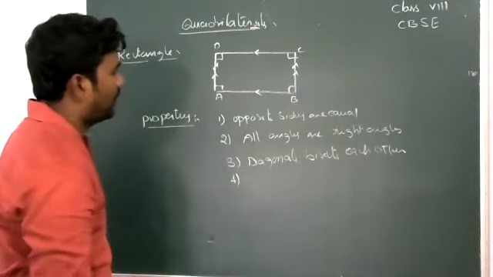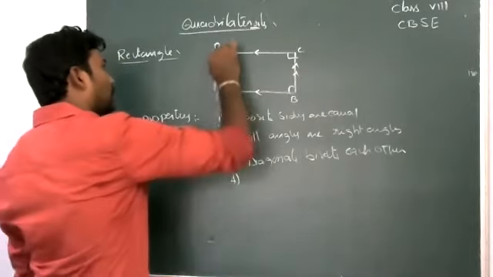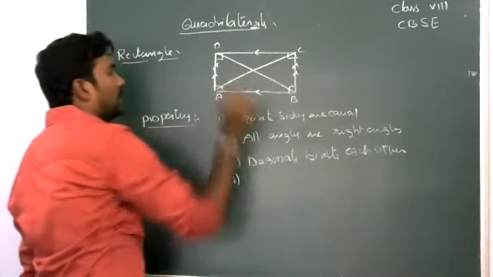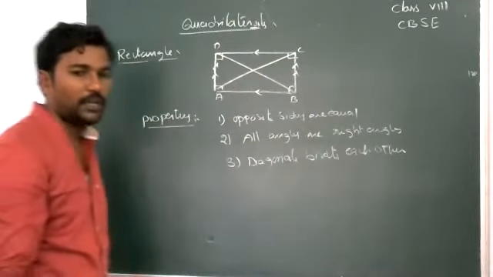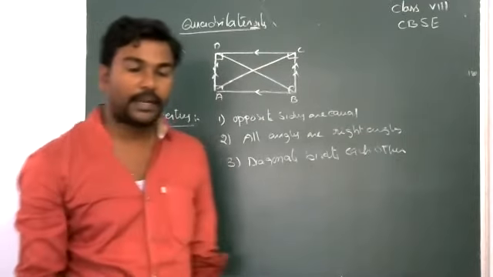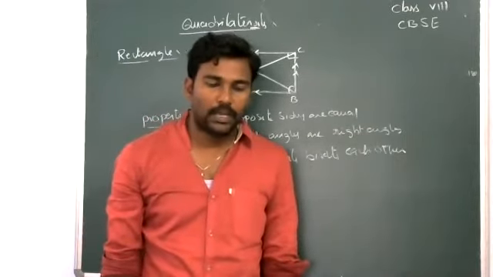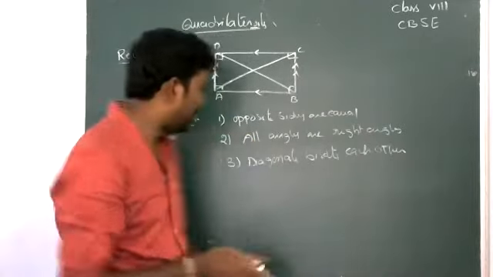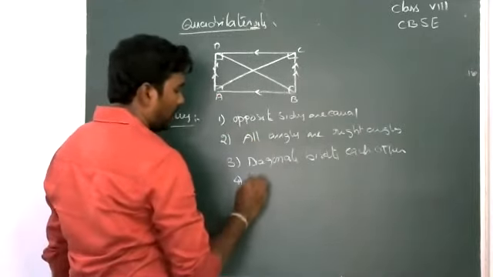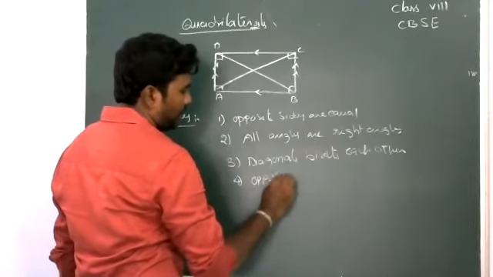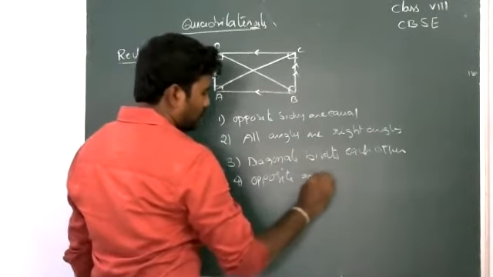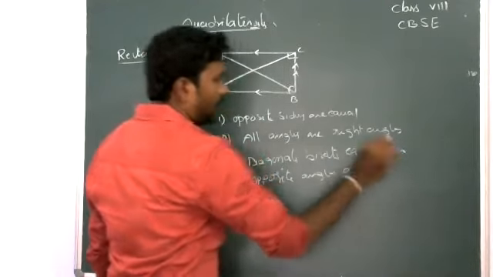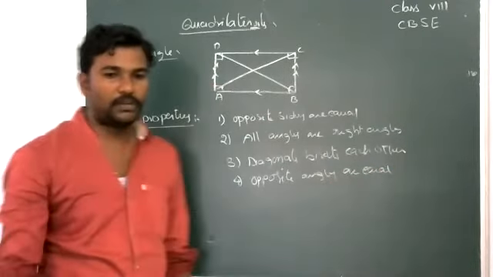Is there any other property? Diagonals bisect each other. All angles are 90 degrees. Okay, this is enough. Now, what is the difference between a rectangle and a parallelogram? In a parallelogram, opposite sides are equal. Here also you can write the fourth property: opposite angles are also equal.